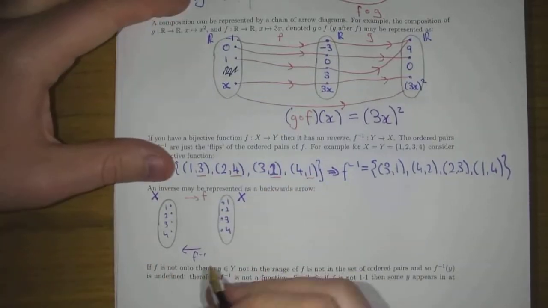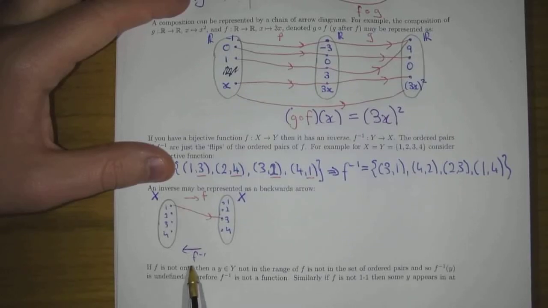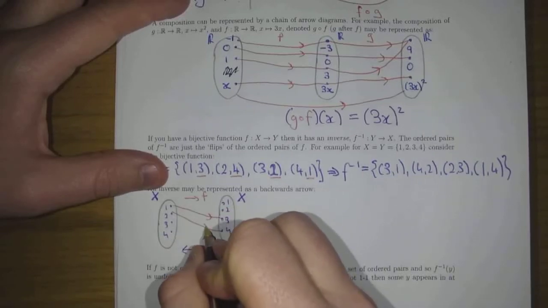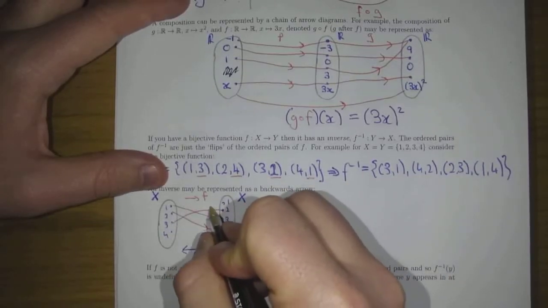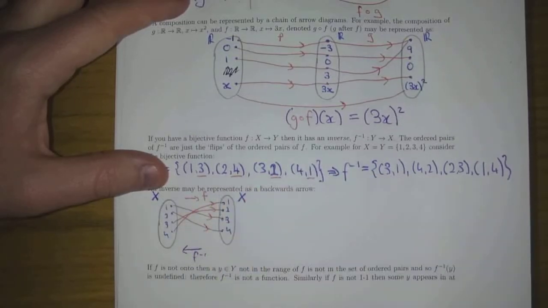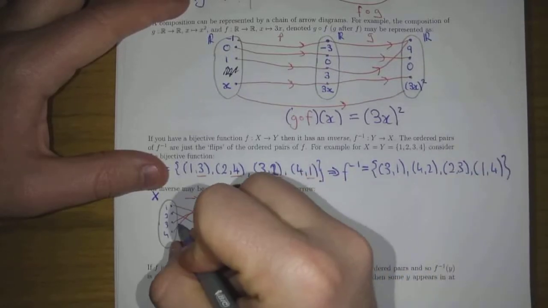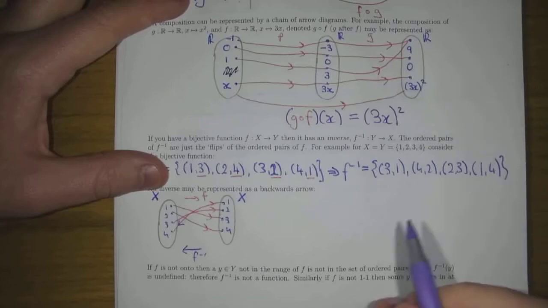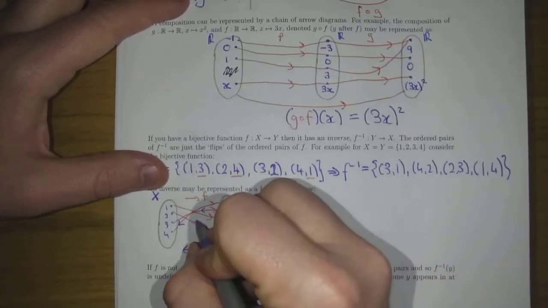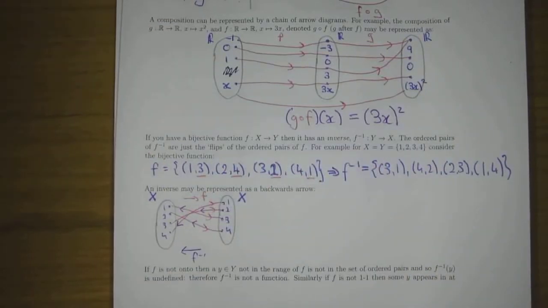So it'll just be a backwards arrow. So f sent 1 to 3. 2 is sent to 4. 3 is sent to 2. And 4 is sent to 1. And so the inverse, you just reverse the arrow. So 1 goes back to 4. 2 goes back to 3. 4 goes back to 2. And finally 3 goes back to 1. So it's just flipping it around.